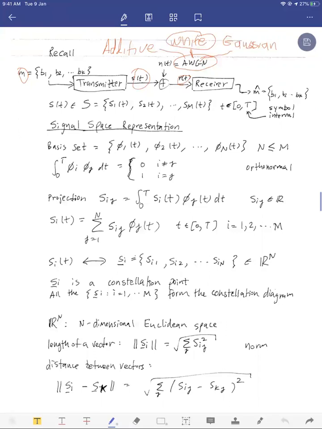And this is primarily due to something called the central limit theorem. Right? The central limit theorem says that when you add up a whole bunch of identical but independent random variables, the distribution of the sum approaches a Gaussian random variable.